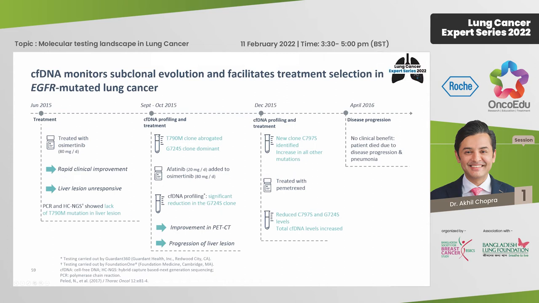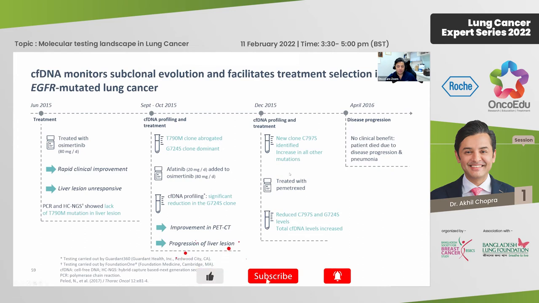So DNA profiling was done again, and this showed that the T790M clone had come down, but the G724S clone had gone up. So I added afatinib to osimertinib. Again, I repeated the liquid biopsy, and it showed a reduction in the G724S clone with improvement in PET CT. But unfortunately, the liver lesion was still progressing. And again, I repeated the liquid biopsy. It showed worsening in all mutations and a new clone, C797S, which we know does not respond to osimertinib.